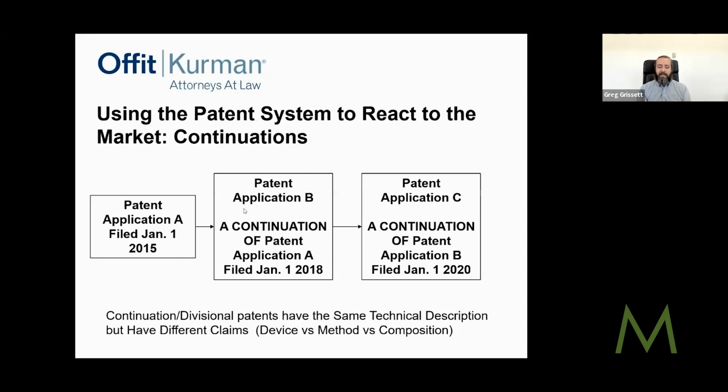Patent application B may have a device with a different focus. Patent application C may be a method. Now you can file these continuations for as long as there is patent term. All right, so in this example, patent term would go from 2015 to 2035. And you can file continuations for the next 20 years to keep a patent application pending or alive. And we'll explain why that's important right now.